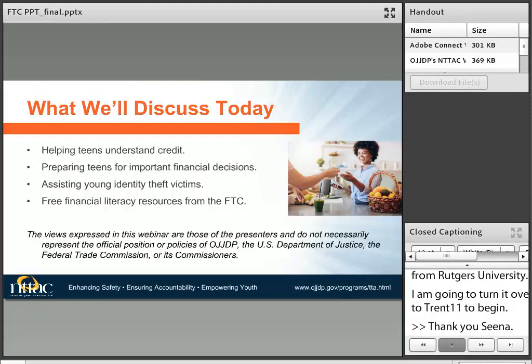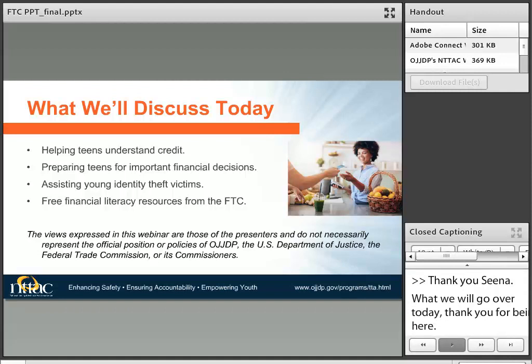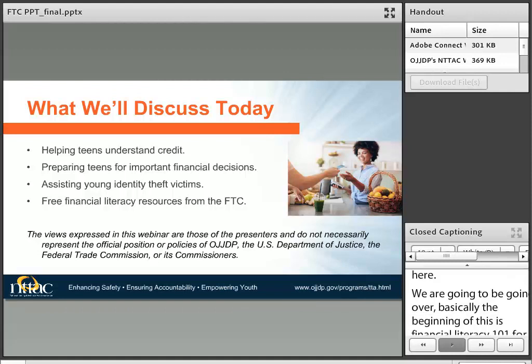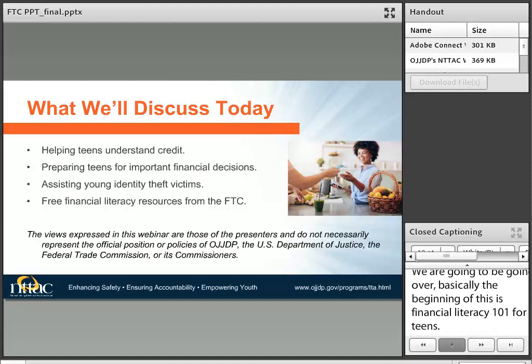We're going to be going over, basically you can think of this as financial literacy 101 for teens. So helping teens understand credit, preparing teens for important financial decisions, assisting young identity theft victims, and we're going to go over free financial literacy resources from the FCC.